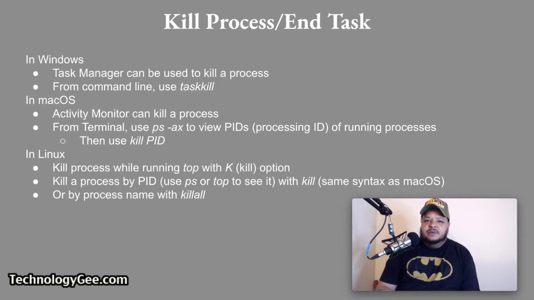ps -ax to view the PIDs of a running process. A PID is a process ID. Then use the command kill PID. In Linux, you can kill a process while running the command top with the command K, which stands for kill, option. You can kill a process by its PID by using the commands ps or top with the kill command, which is the same syntax as a Mac operating system, or by the process name with the command killall.